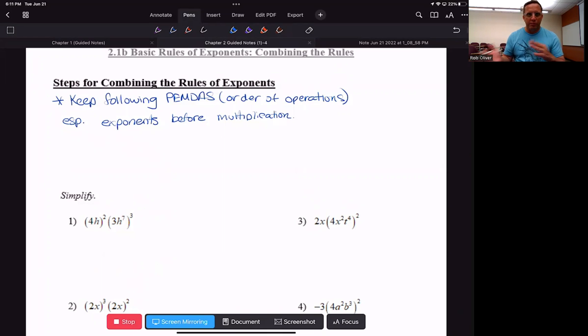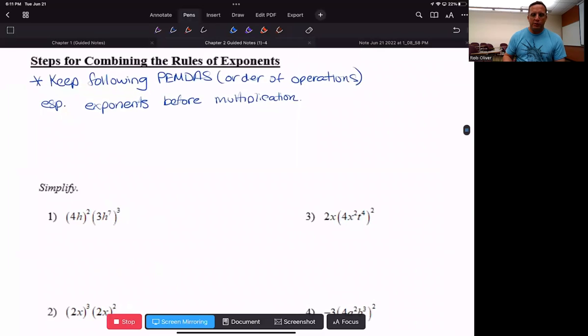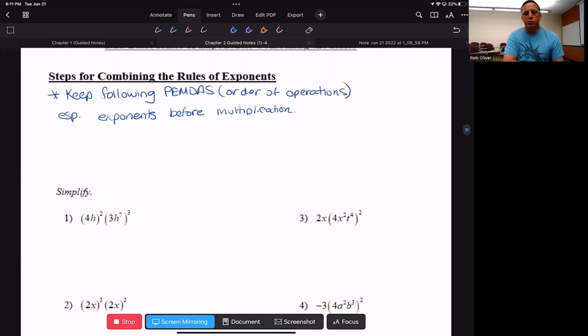Make sure you take care of simplifying all exponent parts of the problem and then multiplying last and doing any simplification, perhaps, if you can. And so that's the only note I put there for the steps for combining rules of exponents, which is just keep following order of operations. You know, that's really important. Just kind of keep that in the back of your head. That is something you need to follow all the time, not just with this stuff, but with every math problem that you ever do for the rest of your life.